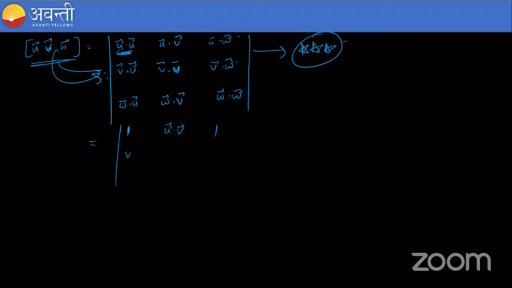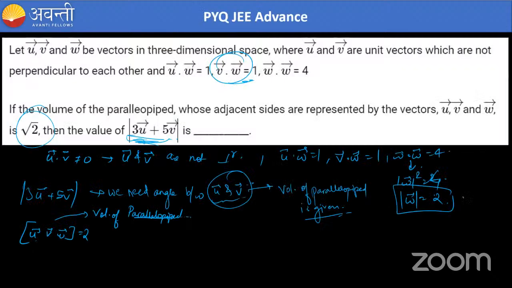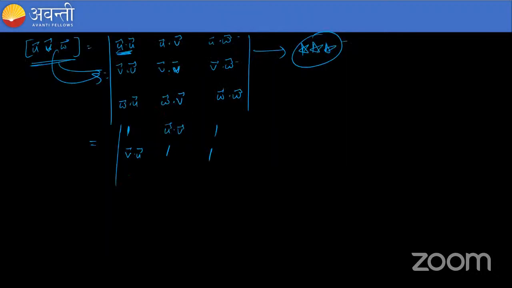Then again V bar dot U bar will be the same as U bar dot V bar, V bar dot V bar is 1, and V bar dot W bar is again given to us as 1. W bar dot U bar is 1, W bar dot V bar is 1, and W bar dot W bar is 4, which is given to us, right? So let us say that U bar dot V bar is A.